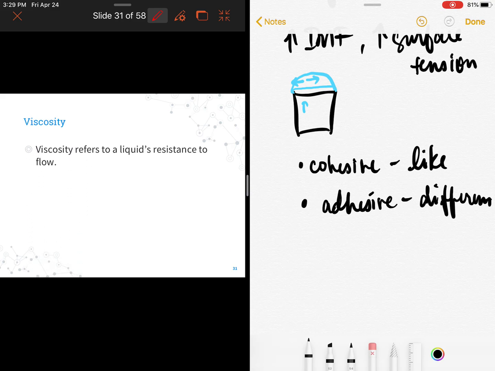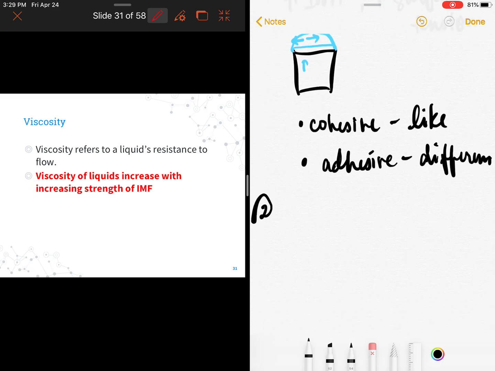Now, let's talk about viscosity. So, viscosity refers to a liquid's resistance to flow. So, basically, tayo mga Pilipino, may term tayo dito, di ba? Yung malabnaw at yung malapot. So, pag sinabi mong viscous, mahirap mag-flow yung tubig, no? Viscosity of liquids increase with increasing strength of intermolecular forces.